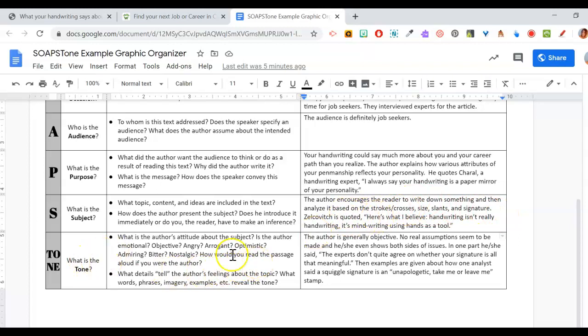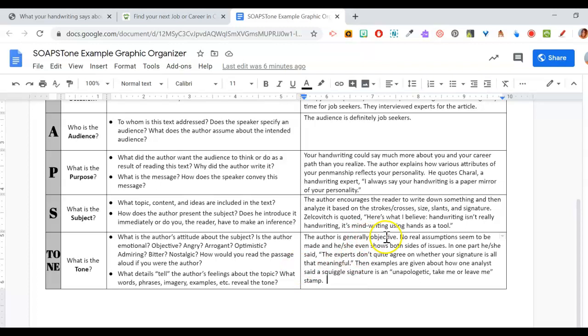And then finally, what's the tone? What's the author's attitude about the subject? Is the author emotional? Now, in a TED Talk, oftentimes they do get kind of emotional. This particular article is generally objective. Objective meaning they're not really taking a side. No real assumptions are made. This author shows both sides of the issue. They have two experts that they use. In one part, the author said the experts don't quite agree on whether your signature is all that meaningful, and then they give examples about how one of them said a squiggle signature could be an unapologetic take me or leave me kind of stamp.